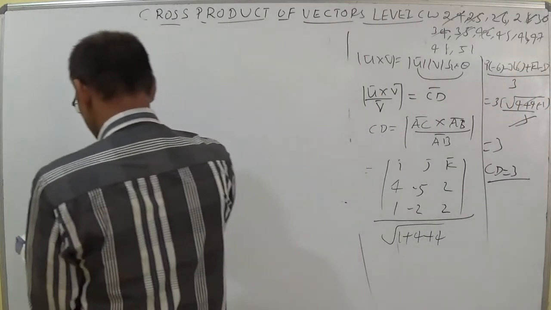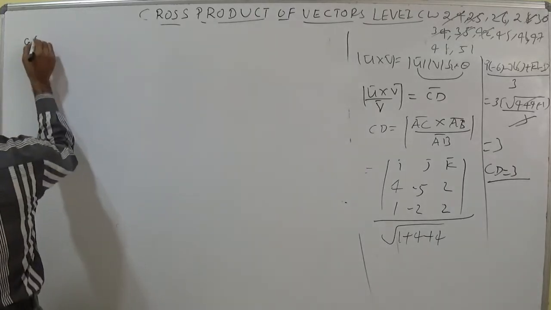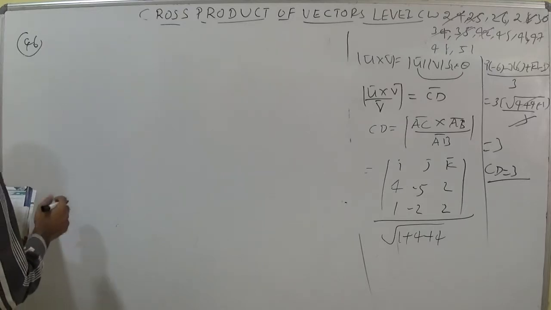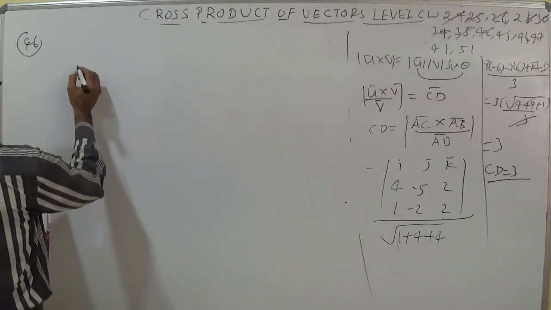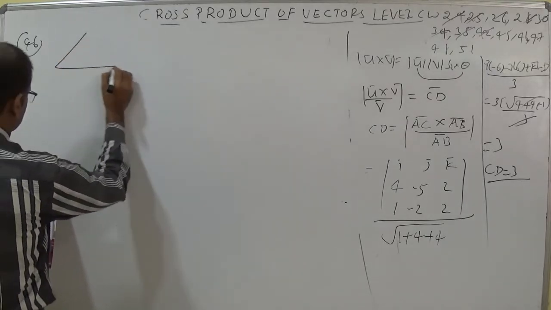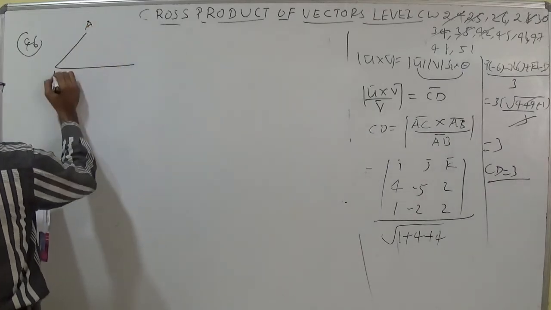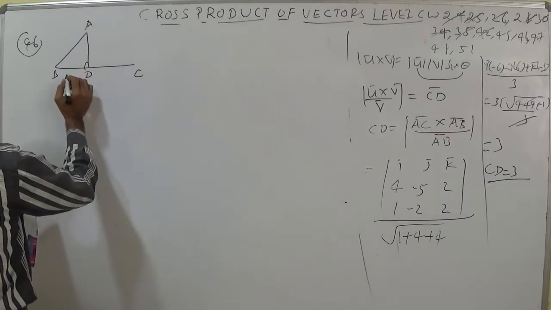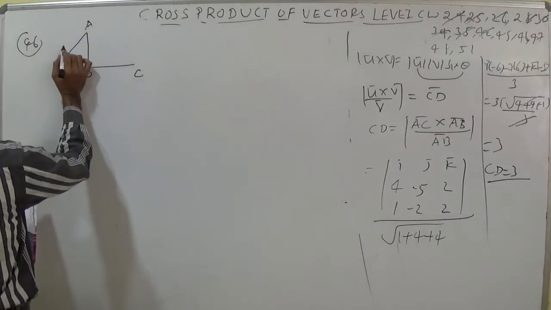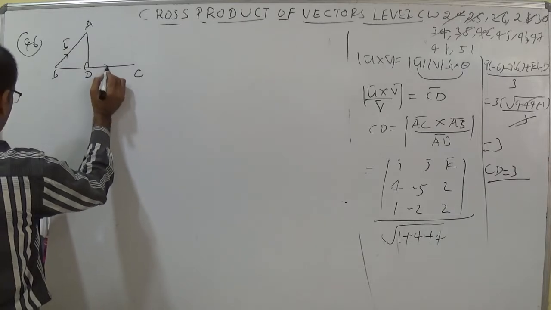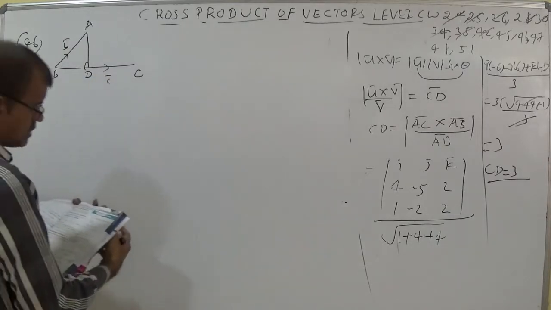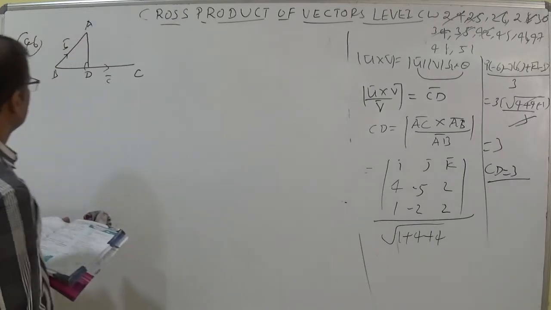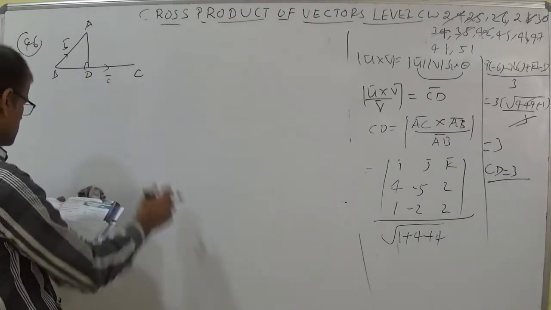This is also an important question. The 46th is a conceptual question: AB equal to b and AC equal to c. Find the length of the perpendicular from A to side BC. Same concept. This is A, this is B, this is C, and let this be D. AB he gave as b bar, and AC he gave as c bar. Now, as I just wrote, U cross V, this is U, and this is V.